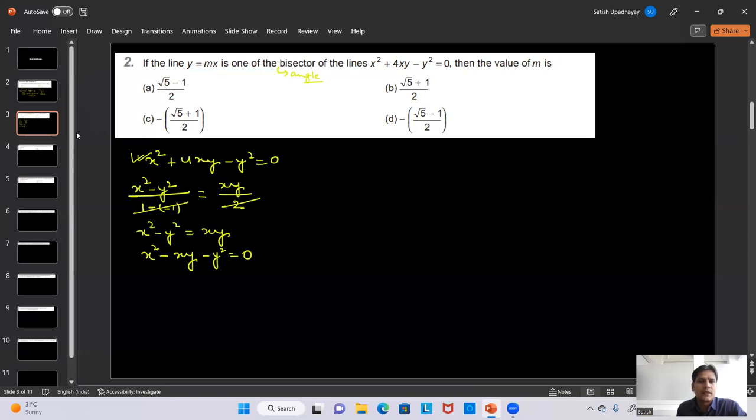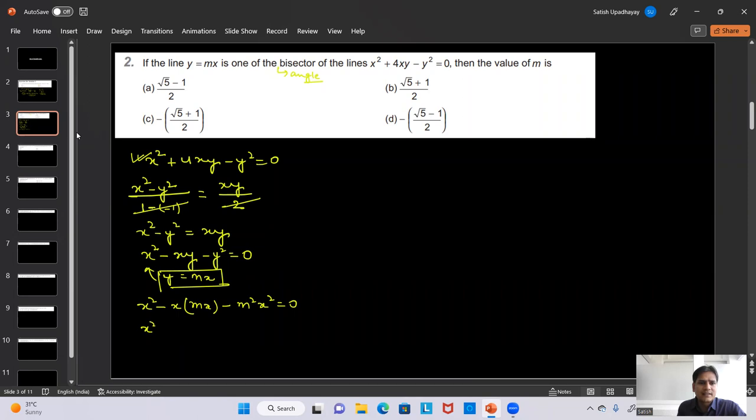We can make a quadratic from here. So if we divide it by, we can make a quadratic also, or we can simply put y equal to mx in this equation, because this is one of the bisectors. So I will put y equal to mx in this equation. So what will we get? We will get x square minus x into y, which will be mx, and minus m square x square is equal to zero.